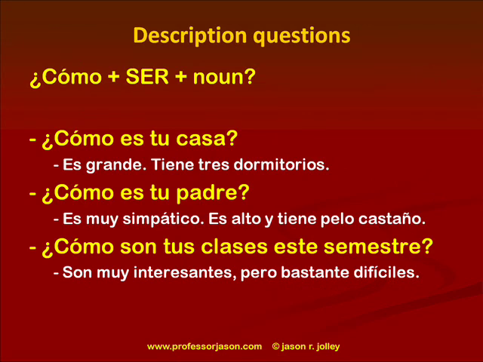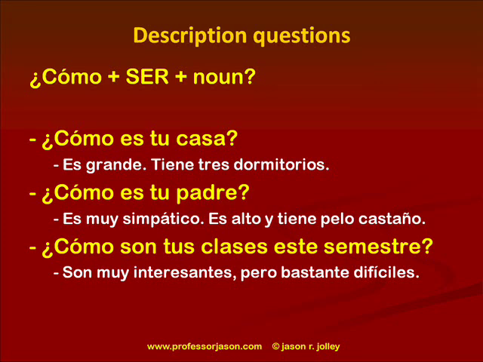First of all, description questions. You're going to hear the interrogative pronoun como plus a form of the verb ser. For example, es, son, era, fue, fueron, eran, etc., plus a noun. So if somebody says como es, como era, como son, I know they want a description.